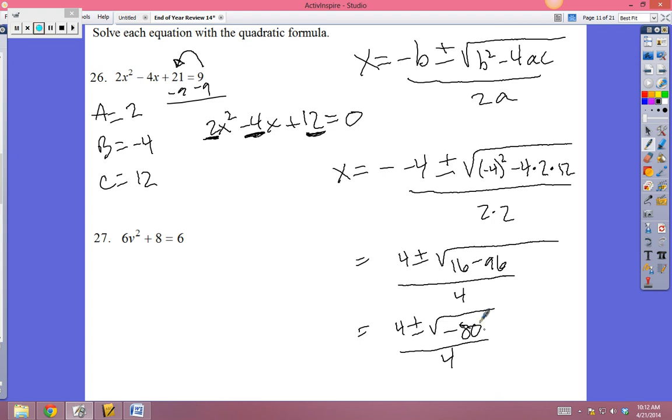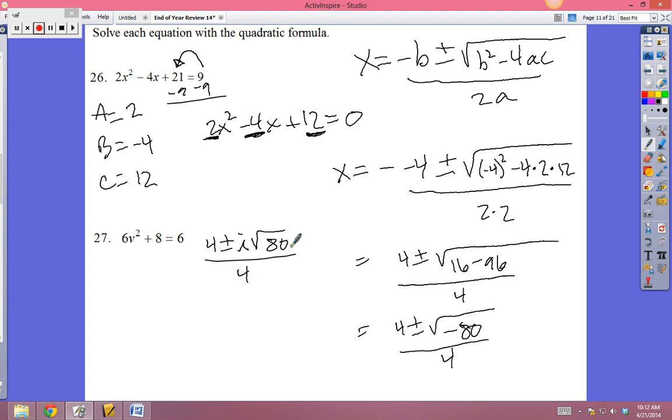Okay, now you got to clean up the square root of a negative 80. And because it's negative, you know it's going to be imaginary. So your next move is going to be 4 plus or minus, let's take the imaginary out, plus or minus the square root of 80 all over 4.